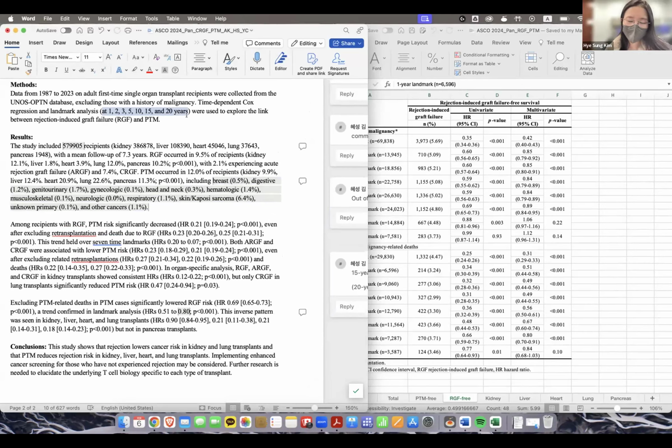I put it in methods. Oh, in the method? Yeah. Okay. In the landmark analysis, you can put the SES. Oh. Yeah, and the same here in landmark analysis, because you did it at multiple points.